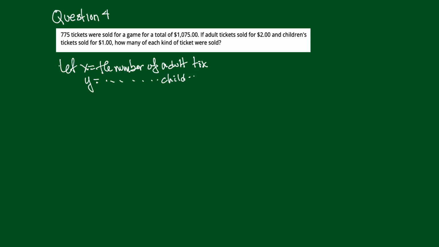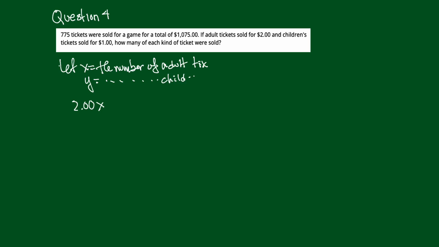Well, here's what I know. I know that adult tickets are $2 each. Now, how many are we selling? We're selling x of these. Just for example, what if we sold 5? How much would that be? $2 times 5. If I sold 10, it'd be $2 times 10. If I sold 20, it'd be $2 times 20. If I sold x, it will be $2 times x. That's how much money is brought in by adult tickets.